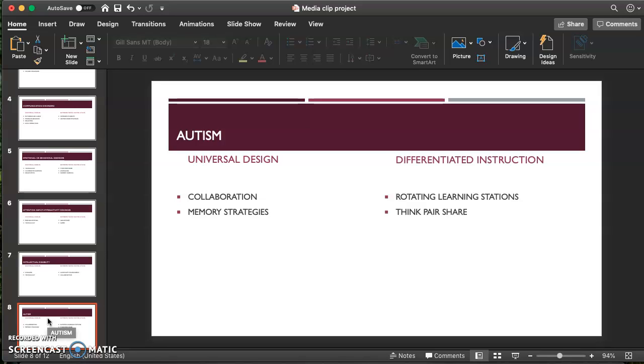So for students with autism who have trouble with communication or social issues, it would be good universal design for them to collaborate with other students and do a lot of things that help with their memory strategies. And good differentiated instruction would be rotating learning stations, so they can use different ways to find their answer for assignments, or use different senses or something like that. And also think, pair, share would be a good instruction.